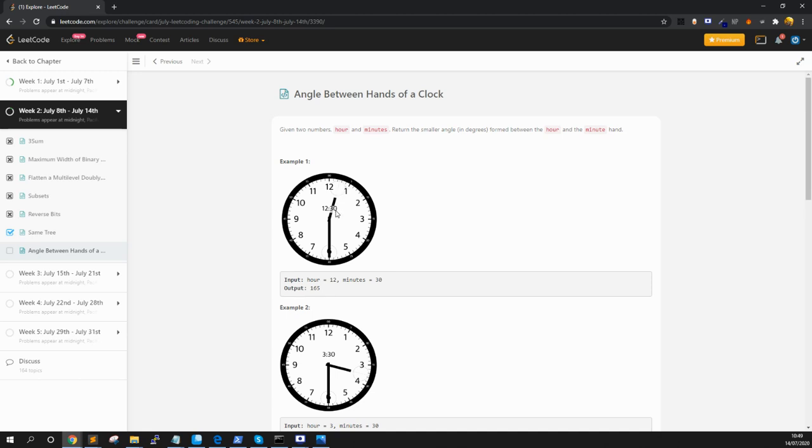So what we can see here is that since the minute hand, the big one, has gone halfway through, the hour hand would have gone halfway through the one hour slot, which is 360 divided by 12.